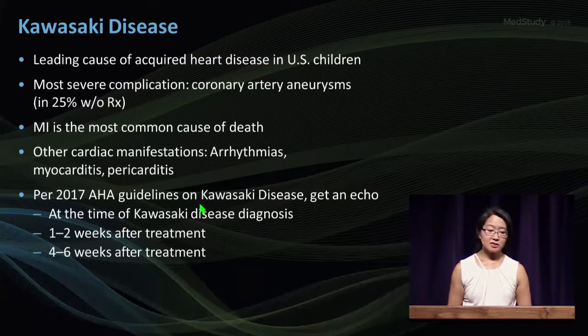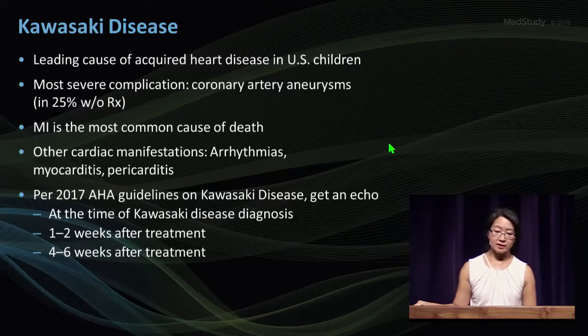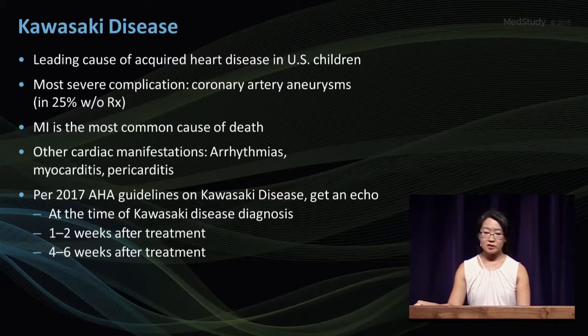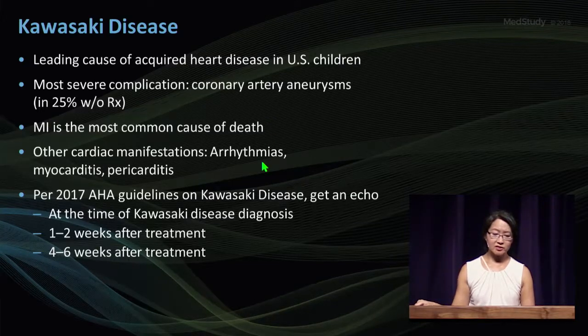Kawasaki's disease is actually the leading cause of acquired heart disease in the United States. The most severe complication is coronary artery aneurysms, which can occur in 25% of patients without treatment. And some of these patients can also have myocardial infarctions, and this is a common cause of death. But there are other cardiac manifestations, such as arrhythmias, myocarditis, and pericarditis. In 2017, the American Heart Association published guidelines on Kawasaki's disease, and they recommend that you get an echo at the time of diagnosis, 1 to 2 weeks after treatment, and again 4 to 6 weeks after treatment.